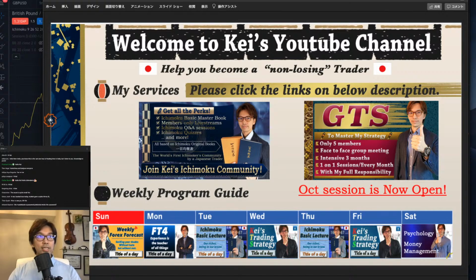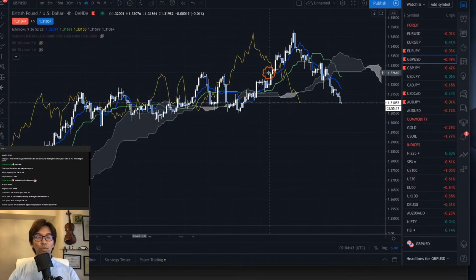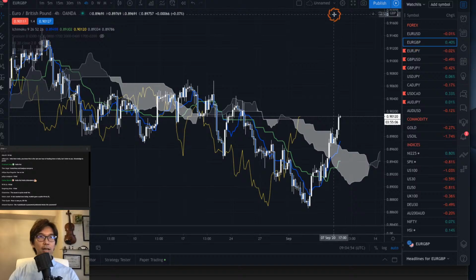Alright, so let's get started. Right now we see some trends, so let me just go over these GBP pairs real quick, because GBP pairs look very interesting right now. Starting from Euro GBP, this is a 4-hour chart. So let's take a look at the daily.